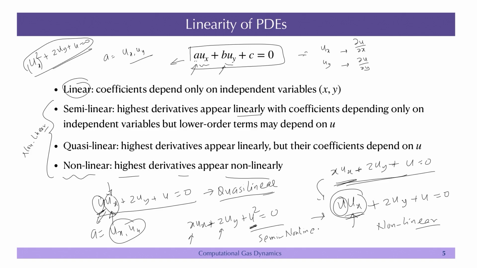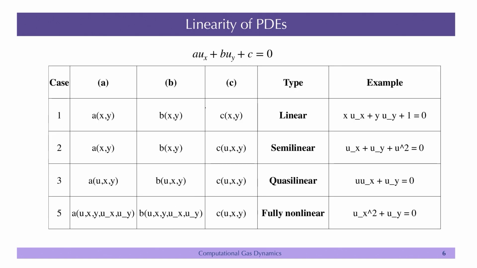Okay. So, if you look at it in the form of a table, I have just put all of these in the form of a table. So, this is the expression that you have, right. So, what I am saying, if it is linear, then a cannot be a function of u or its derivative. So, it can be only x or y here, same with a, b, c.